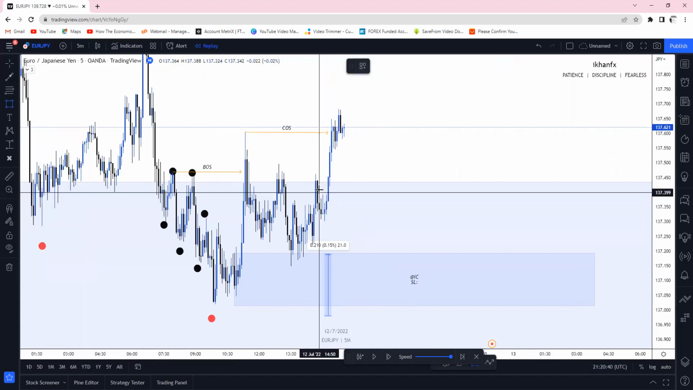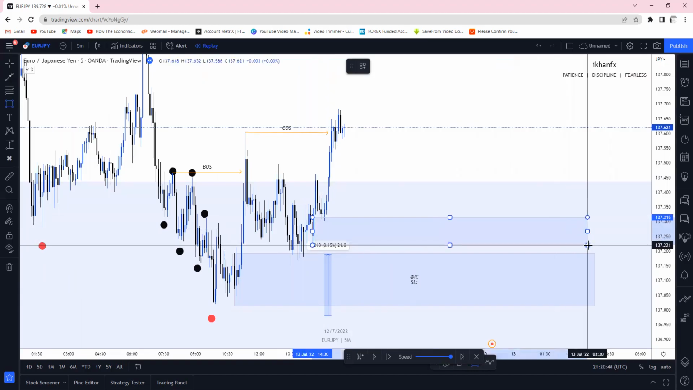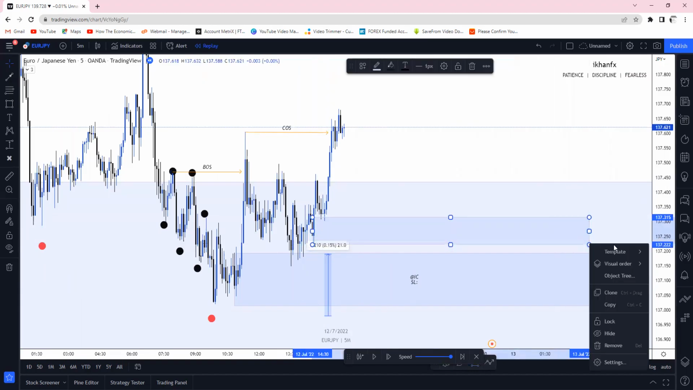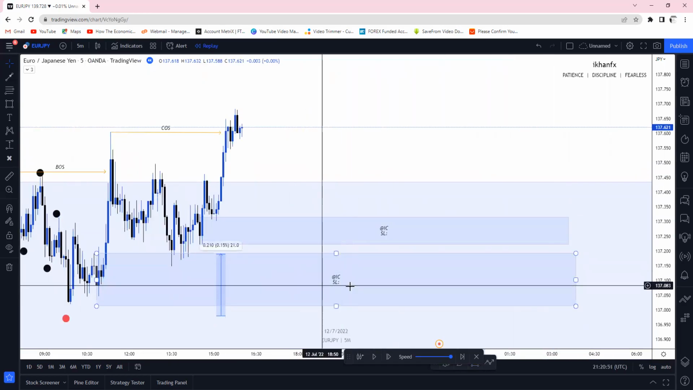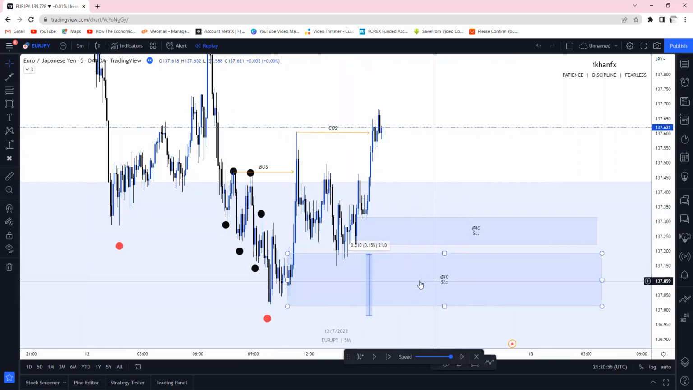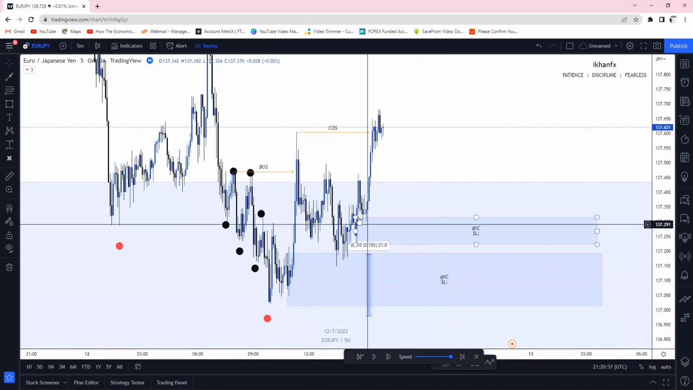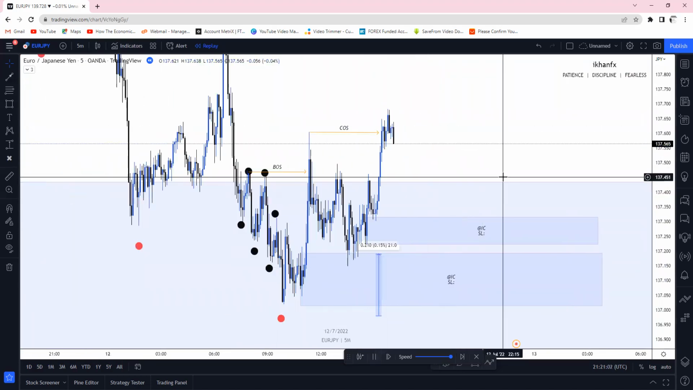Ukatumia hii order block ya cause. You can use this order block, kuweka buy limit hapa. Kama hii, let's say umeingia sokoni hii movement, mfano movement hii imetokea haukuwepo sokoni, so you can use this cause ku anticipate price utakuja hapa alafu itabuy.